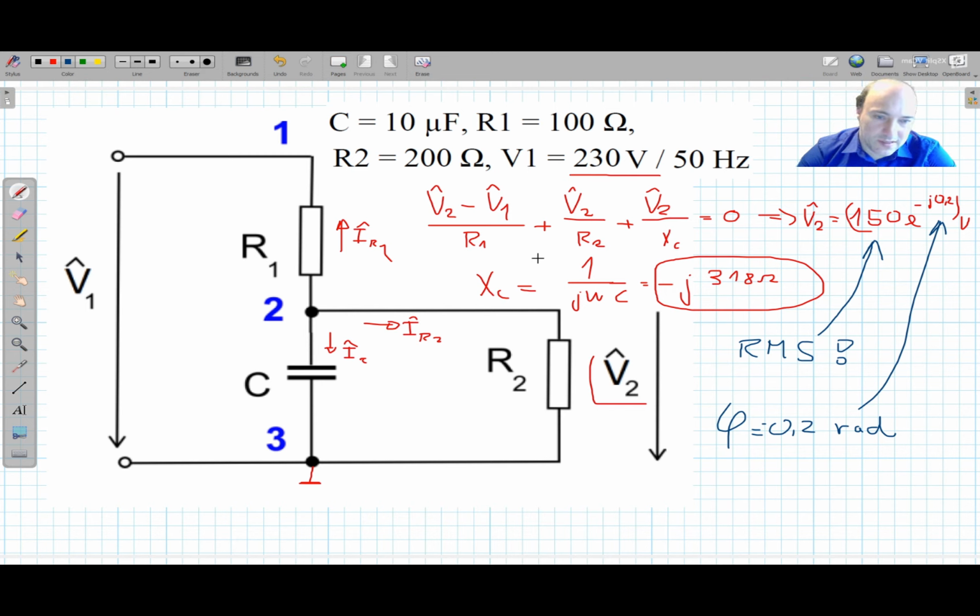Now you will be given individual assignments for calculations. You should train the solution of such circuits, and then you can of course verify your calculations also with some simulations.